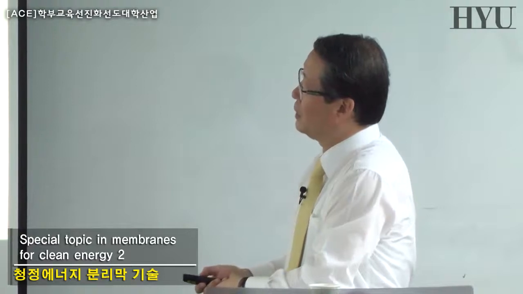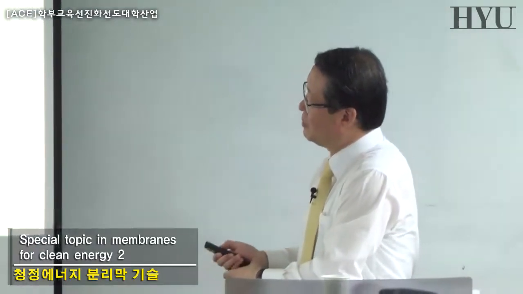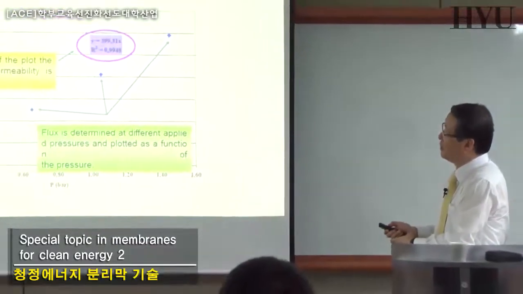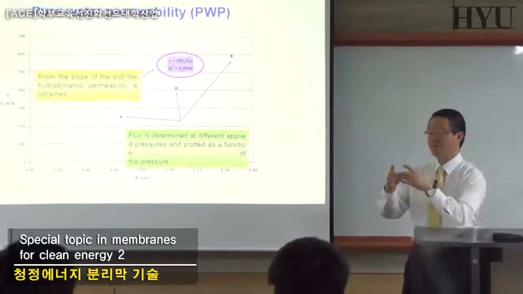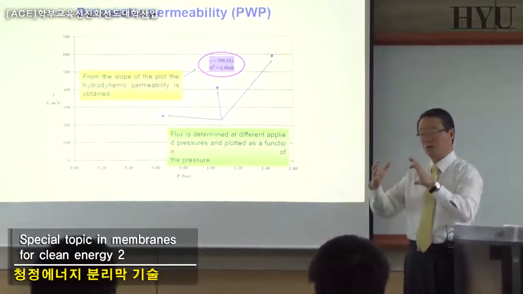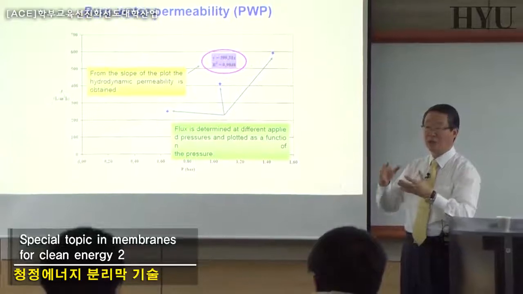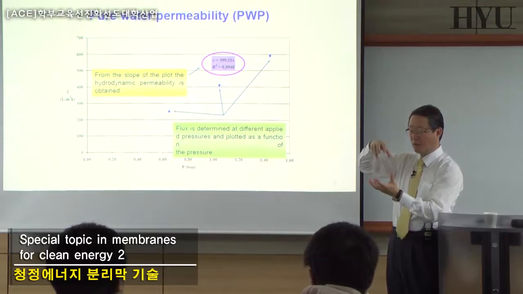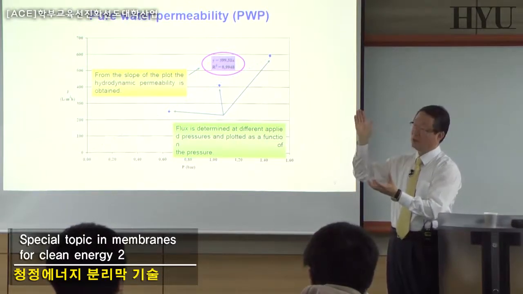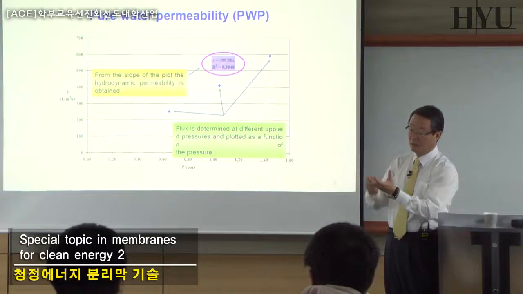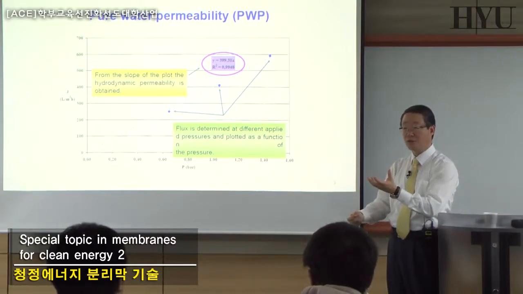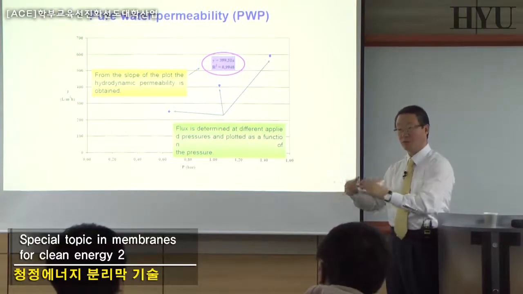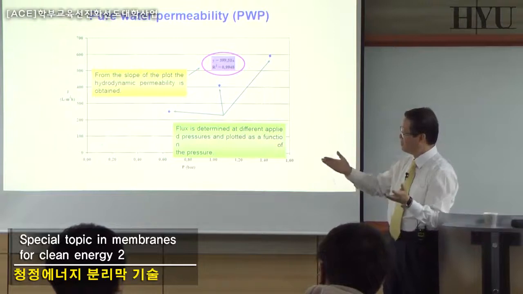So pure water permeability can be determined by using the membrane. If you have a membrane and you put it into the so-called Amicon cell, fill the top of your membrane with water, and apply the pressure, you get some water, as a function of membrane area and the time of the measurement. So you measure the volume over a certain period of time.